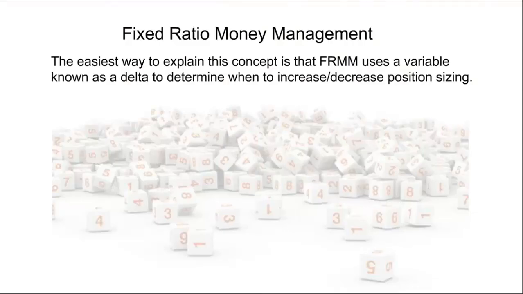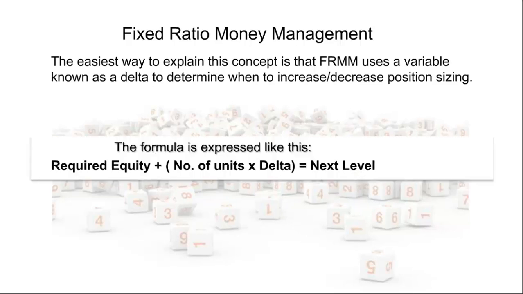Now, what we do, the foundation of what we do, I told you smooth ratio money management is what we teach, but fixed ratio money management is actually the strategy that smooth ratio is based on. And the easiest way to explain this concept is to use a variable known as a delta to determine when to increase or decrease position size. And let me show you what this means.